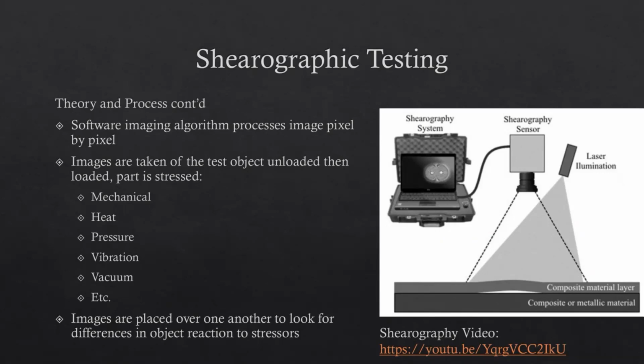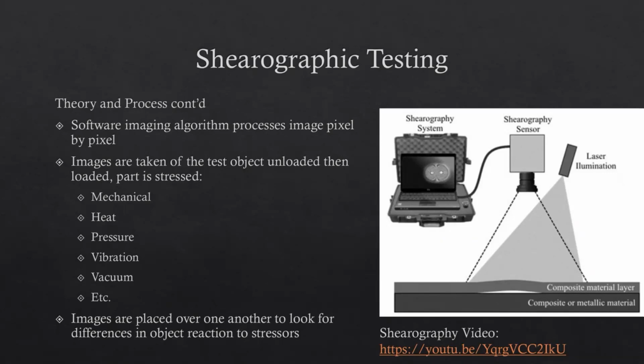And the software, the imaging algorithm, is going to look at each pixel individually, and it knows the intensity and the phase of the light that's coming from the laser. Based on what kind of interference and intensity is being seen on each pixel, it can backtrack to figure out what's happening to that light. If it's traveling a little further, or a little bit shorter distance, depending on highs and lows and that kind of thing. And so the images are taken again, unloaded and loaded, with the part being stressed.